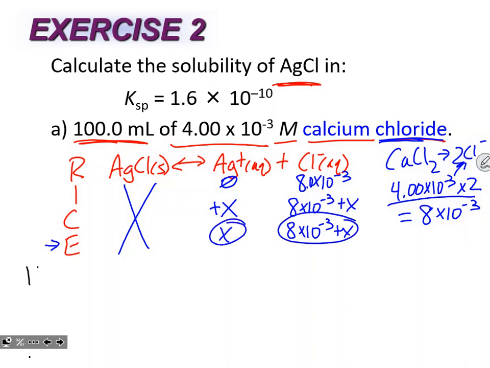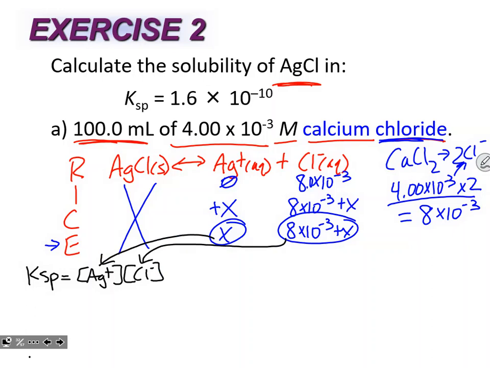So let's write that out. Ksp is the silver times the chloride concentrations. That goes here. This one goes here. So we plug that in. And this is 1.6 times 10 to the minus 10. That's the Ksp. It's going to be x times 8 times 10 to the minus 3 plus x.